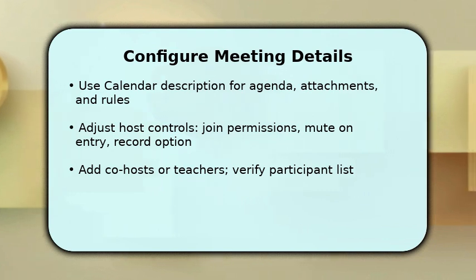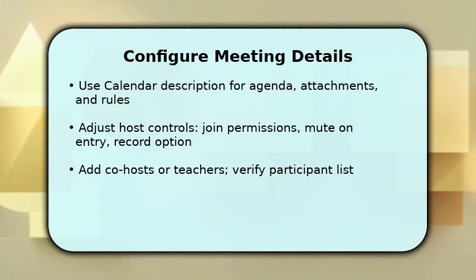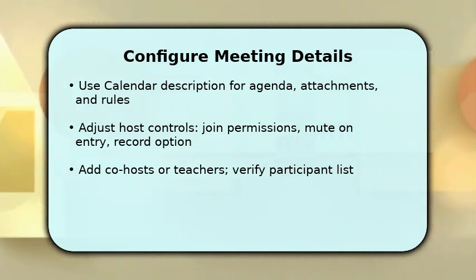Then open Meet host controls to restrict who can join, enable mute on entry, and turn on recording if you need a copy. Also add co-hosts or additional teachers to help manage participants. Once configured, double-check the participant list so you won't be surprised by late joiners.